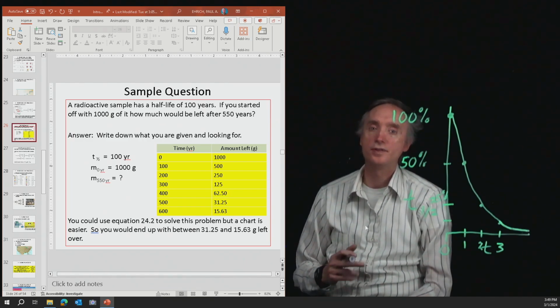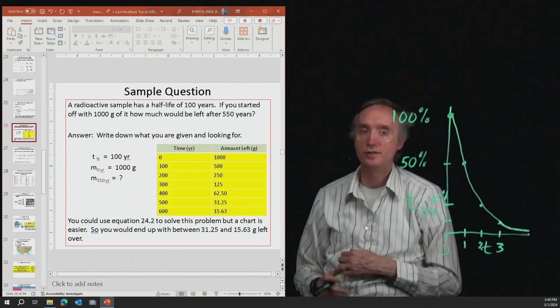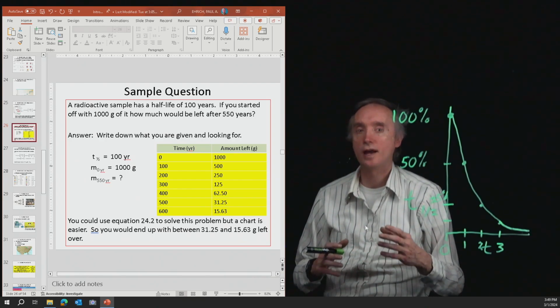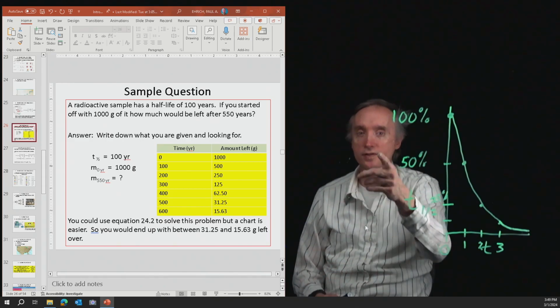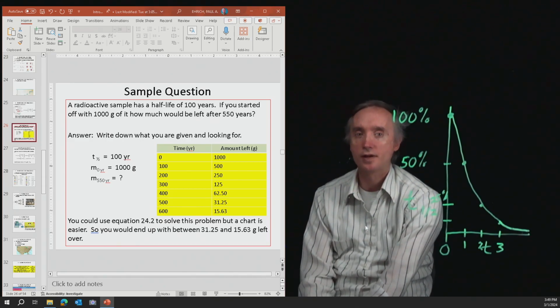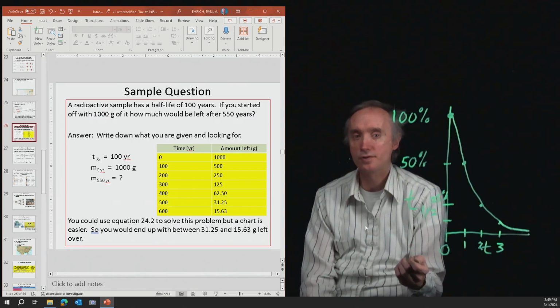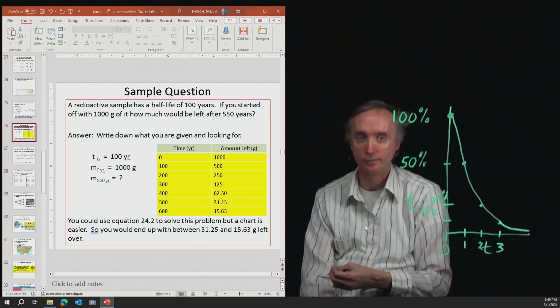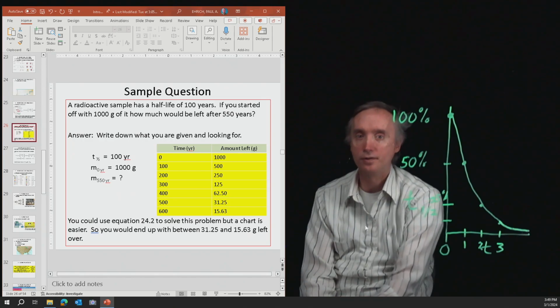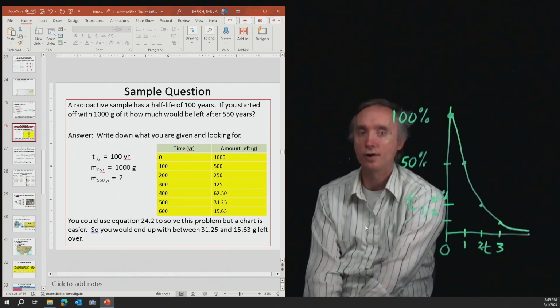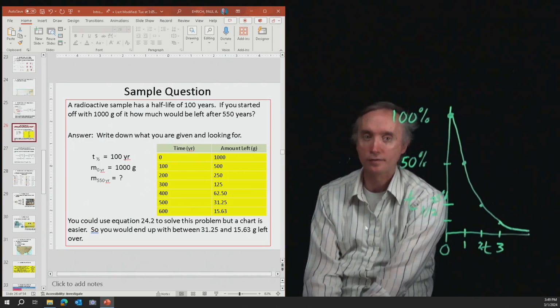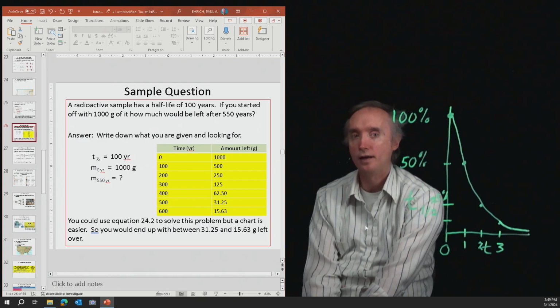So the easiest way to do one of these problems is to have a chart. It says that a radioactive sample has a half-life of 100 years. So after 100 years have elapsed, half of the radioactive substance will have gone away. If you started off with 1,000 grams of this radioactive substance, how much would be left after 550 years have gone by?